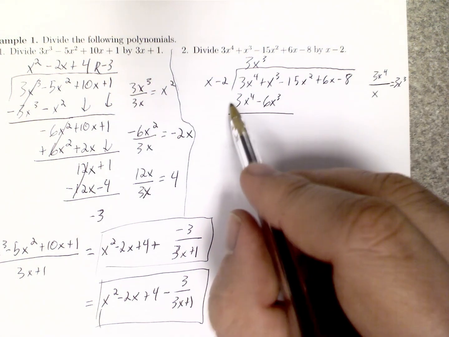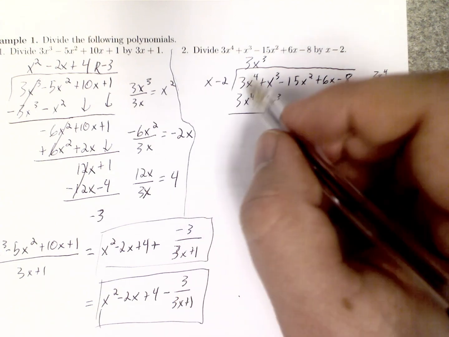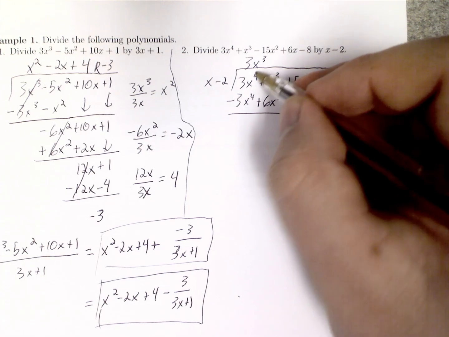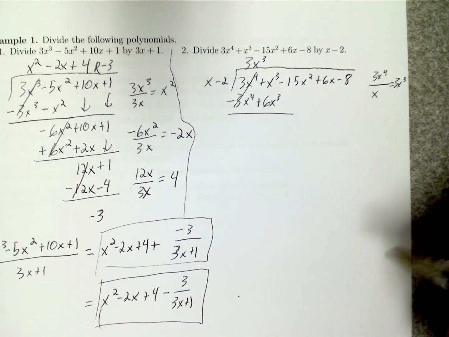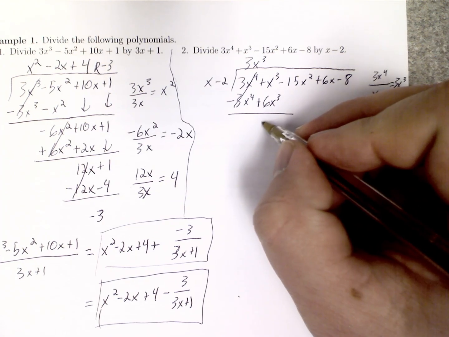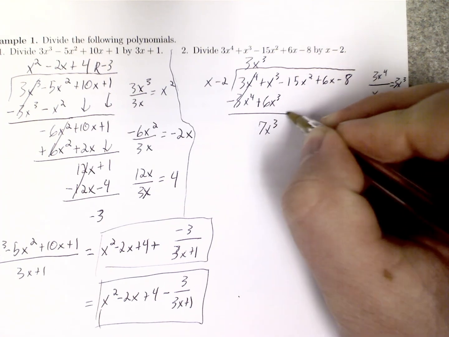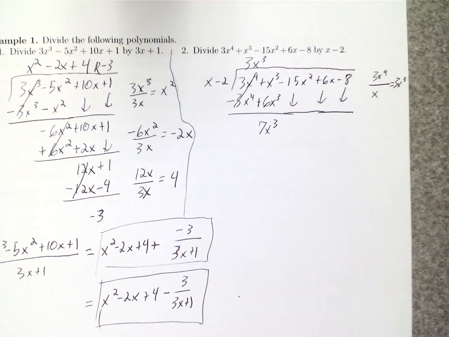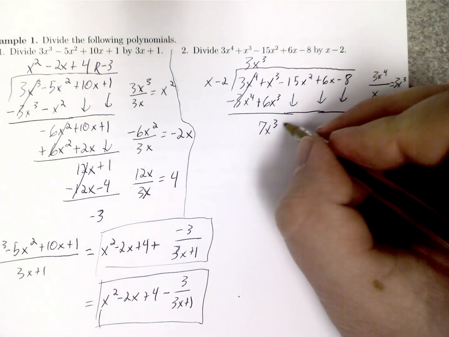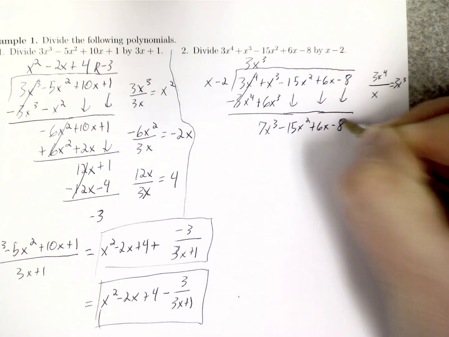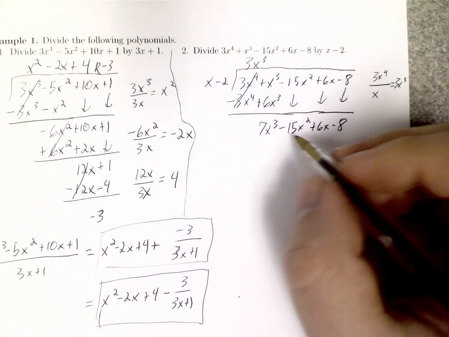We change the sign, so we subtract. So minus, and this becomes plus. 3x to the fourth cancel, so we're on the right path. x cubed plus 6x cubed is 7x cubed. We bring these down. So minus 15x squared plus 6x minus 8. And we wash, rinse, repeat.